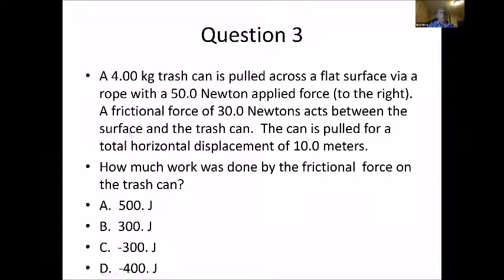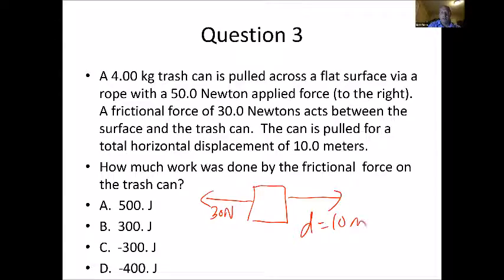So this time, again, here's our box. We know it's moving this way, but we know the frictional force acts back this way. And we know the frictional force is 30 newtons. Well, the box moves 10 meters, so that's the distance. The force is 30 newtons. But remember, theta is the angle between the direction of motion and the application of the force. So that's this angle.